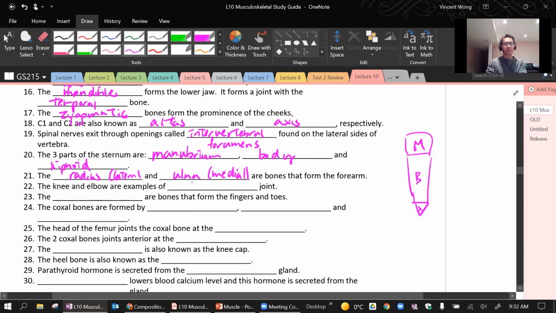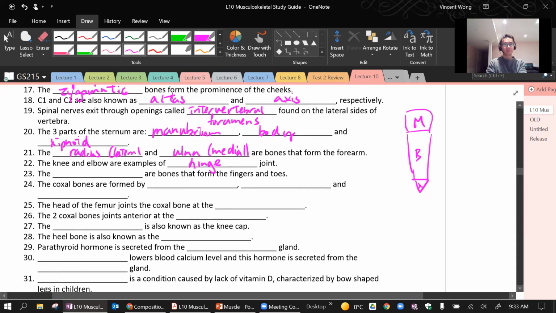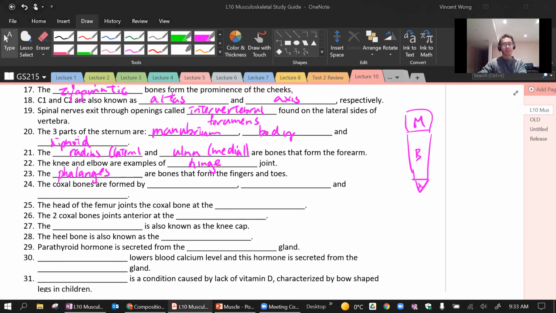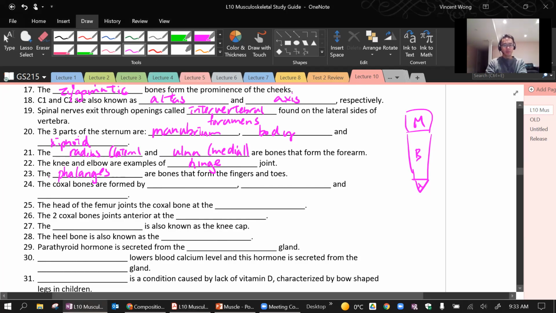Knees and elbows are examples of hinge joints. The phalanges are bones that form the fingers and toes, 14 on each hand and each foot.